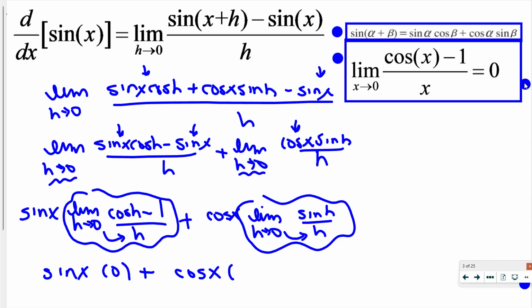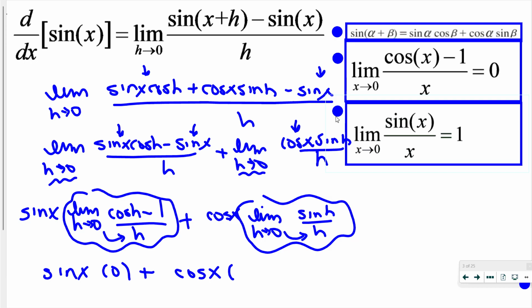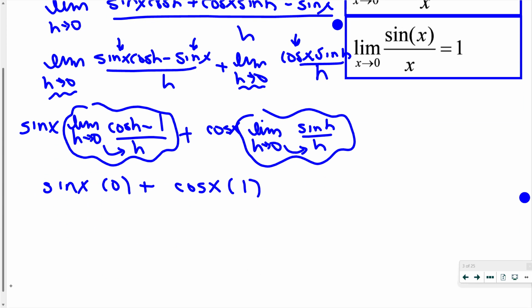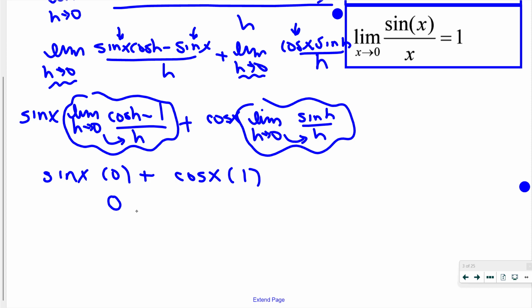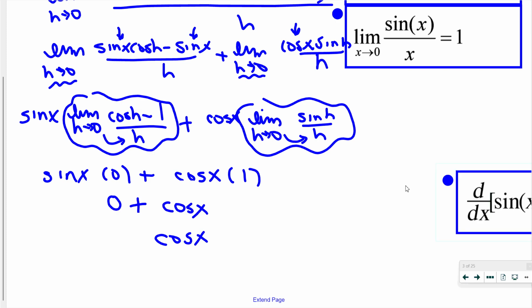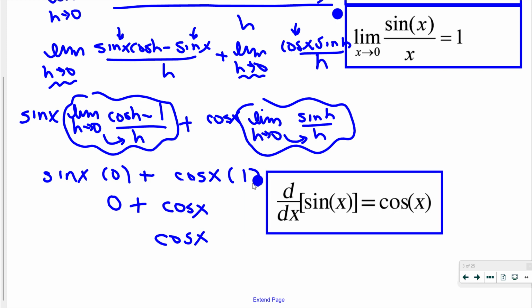So let's go back over here. Now I know that the limit of my next one is equal to 1, so this whole thing is 1. Let's go down here. I have sine x times 0, which is 0, plus cos x times 1, which is cos x. 0 plus cos x is cos x. So what did I just prove? I just proved that the derivative of sine x is cosine x. Now that I've proved it true for all values of x, I can use it for anything moving forward. So the derivative of sine x is cos x.